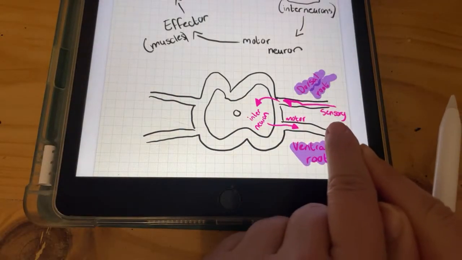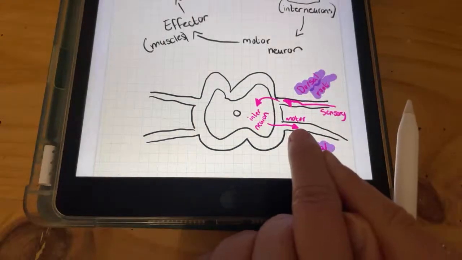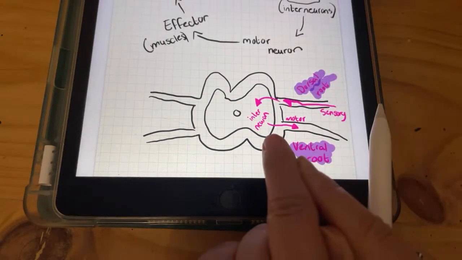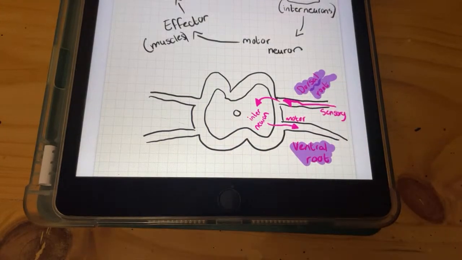Where are the sensory neurons? In the dorsal root. Where are the motor neurons? In the ventral root. Where are the interneurons? In the spinal cord. That kind of thing.